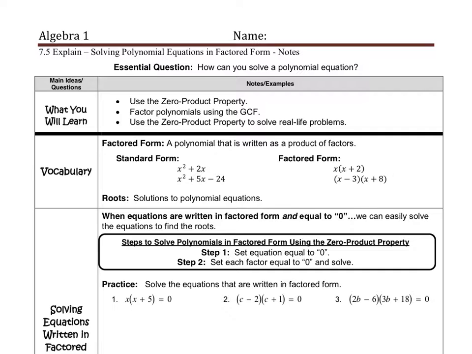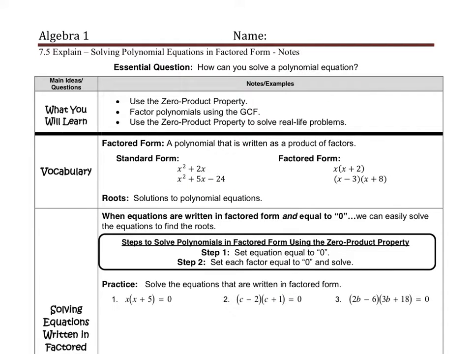So let's just look really quickly at the difference between a polynomial in standard form and a polynomial in factored form. In standard form, our terms are listed from the highest degree of the exponent down to the very lowest degree of exponents. So that's our standard form polynomial.